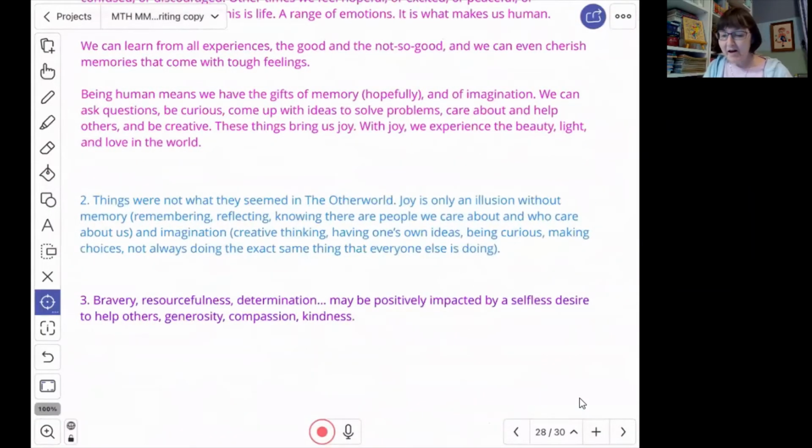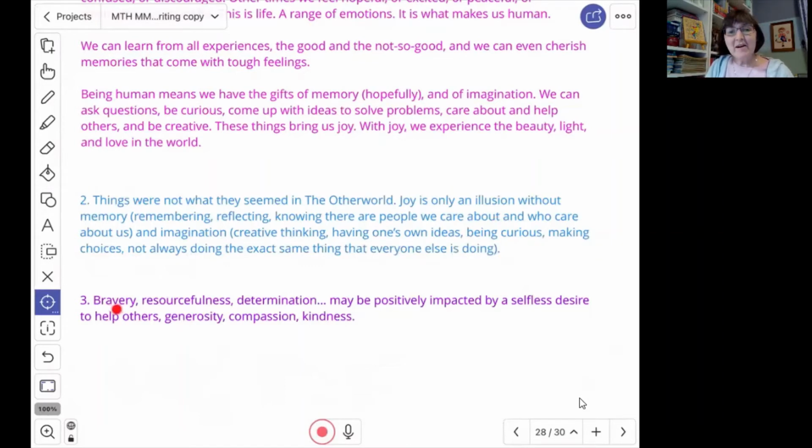Okay, second, I thought, in the other world, things were not what they seemed. Joy seemed to be only an illusion without memory. Okay, if you're not remembering, reflecting, knowing there are people that we care about and who care about us, if there's no imagination, no creative thinking, having one's own ideas, being curious, asking questions, making choices, not always doing the same exact thing that everyone else is doing, maybe that's not really joy.